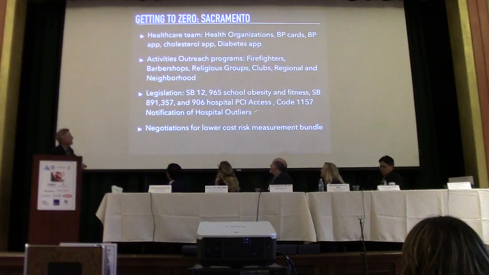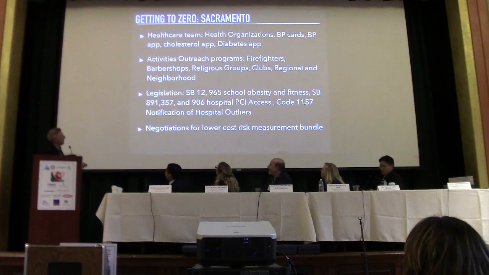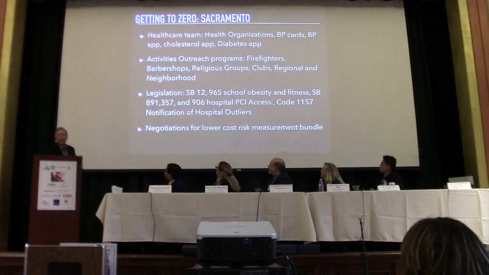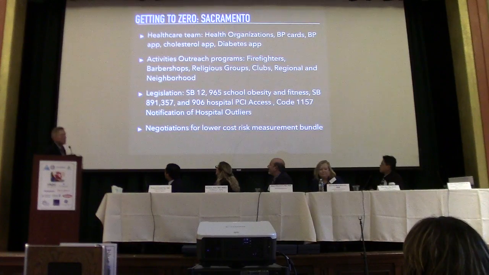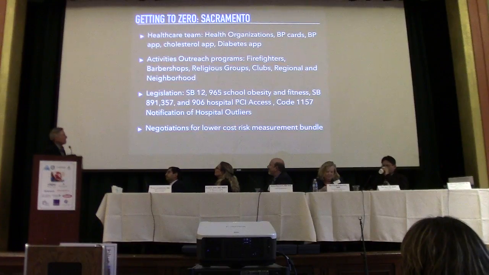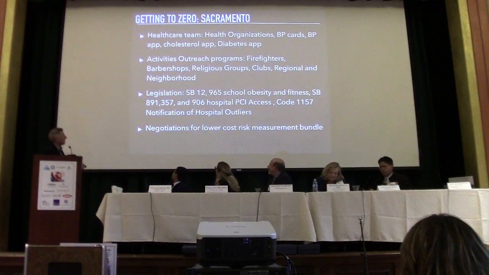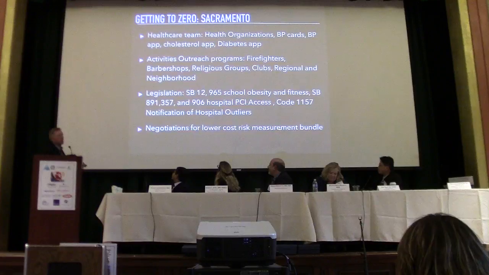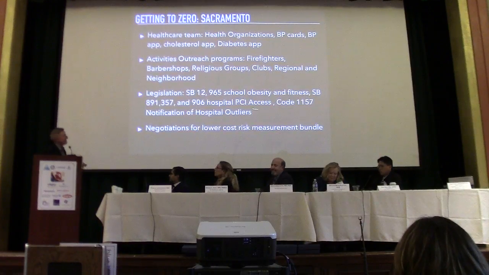In addition, I showed that we introduced, I wrote SB 891, 357, and 906, and those were improving hospital access, PCI, and that's where we got the 0 strokes, 0 MIs, and 0 deaths in that code. And we're working with evidence code 1157 for the hospital outliers in the other hospitals in California, and I have another 130 hospitals that we monitor for that.